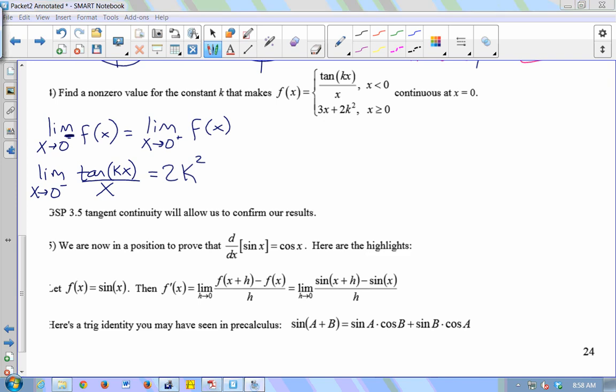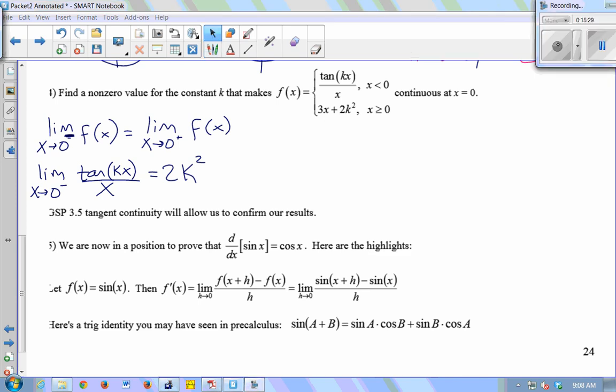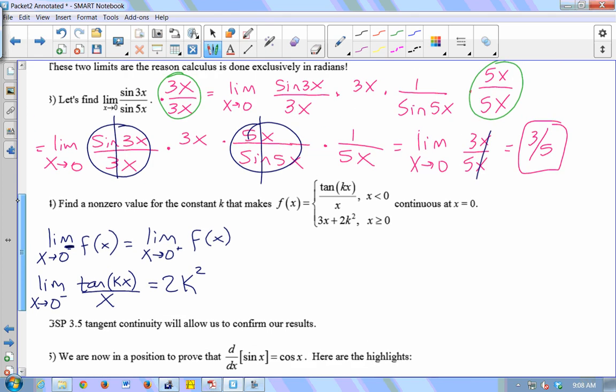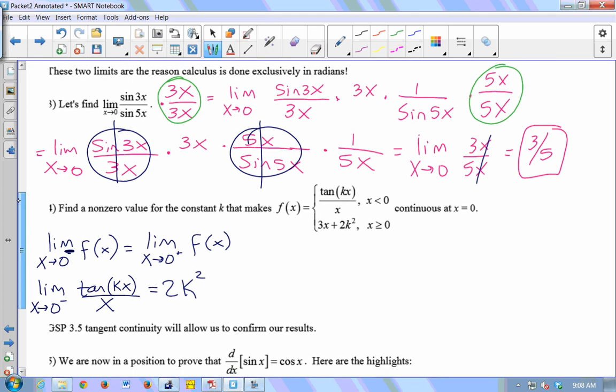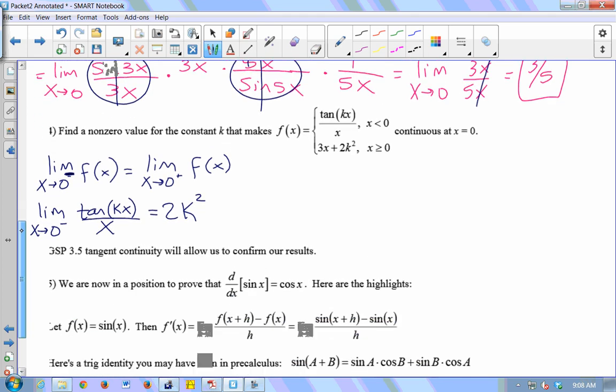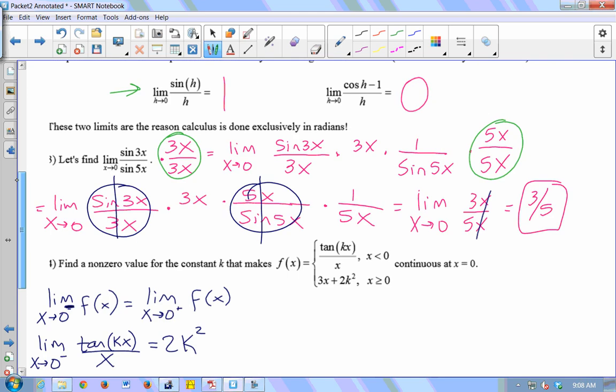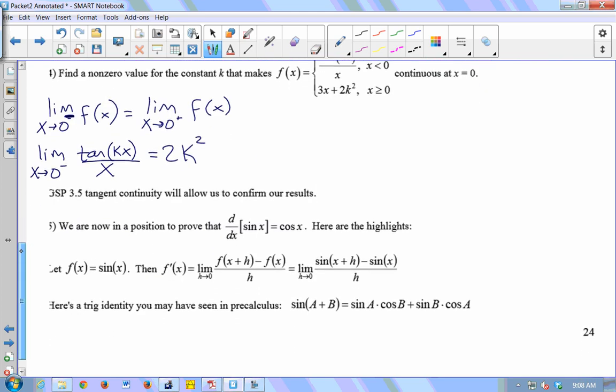What value of k will make that true? Think about it for a few minutes. See if you can brainstorm some ideas. We got lots of good ideas. Several people got there. First idea is to take that tangent kx and rewrite it as a sine over a cosine, because we know some limits about sine kx over kx. Sine h over h we know is 1. So I'm going to take that tangent and rewrite it as a sine over a cosine.